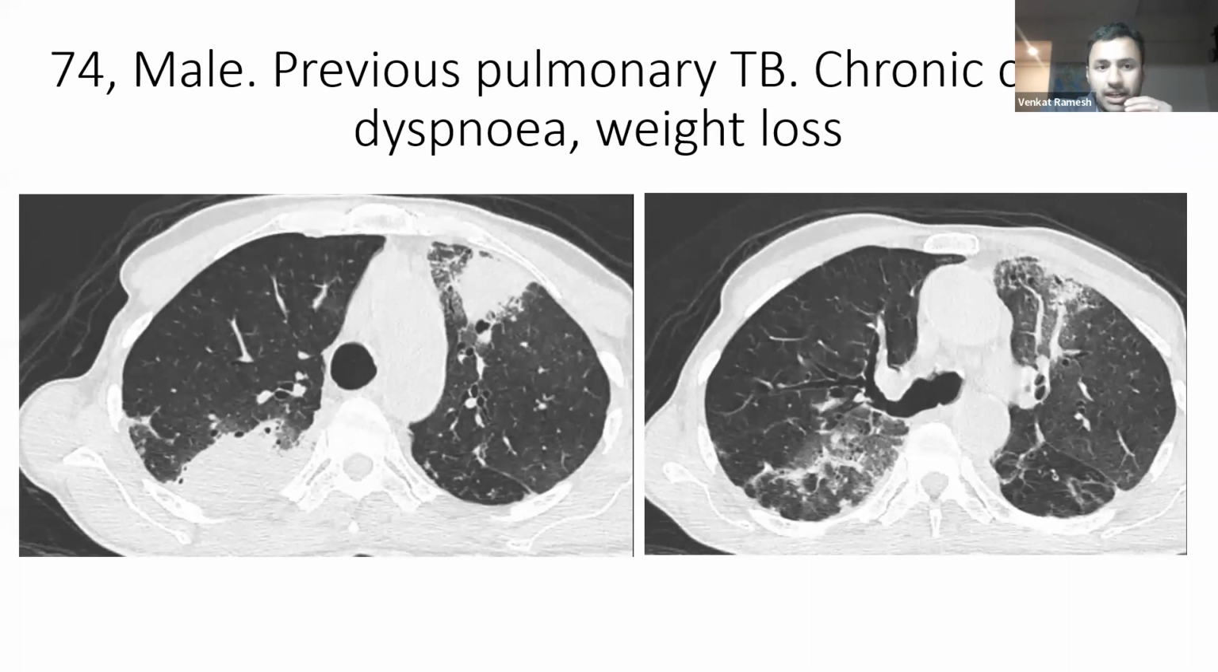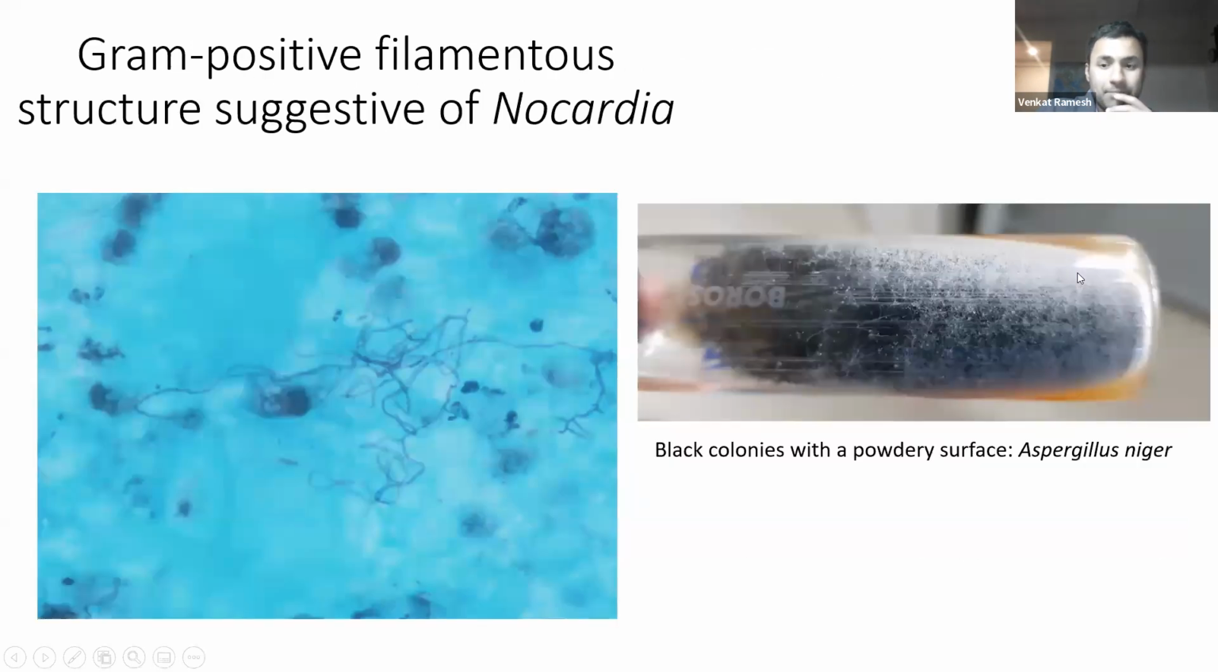This is another gentleman we had managed along with the pulmonology service. He was an elderly male with prior pulmonary tuberculosis and had presented with chronic cough, dyspnea, and weight loss. And you see this kind of dense consolidation in the right lower zone, and with some cavitation too. So he underwent a bronchoscopy which showed gram-positive filamentous structure suggestive of nocardia, as well as pulmonary aspergillosis. So he had 2 entities. We had put him on Bactrim for nocardia and voriconazole for aspergillosis.